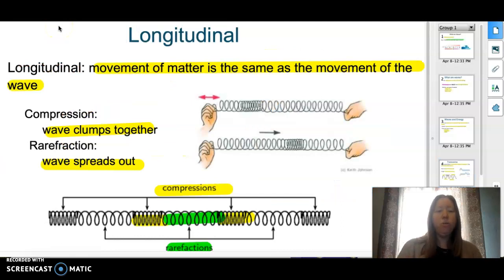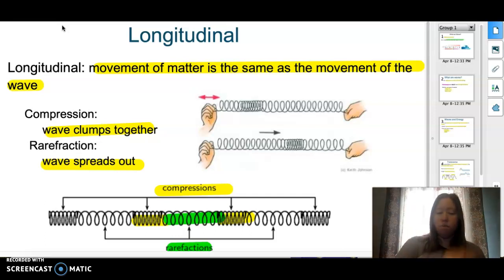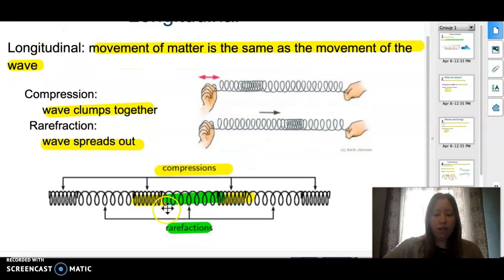A longitudinal wave is kind of like sound. Sound waves are longitudinal. It's a movement of matter in the same direction as the movement of the wave. So it's kind of a forward motion of sound. And there are what we call compressions, where the wave is really clumped together. And then there is something called rarefactions, which is where the wave is more spread out.